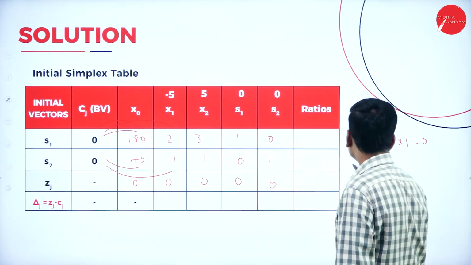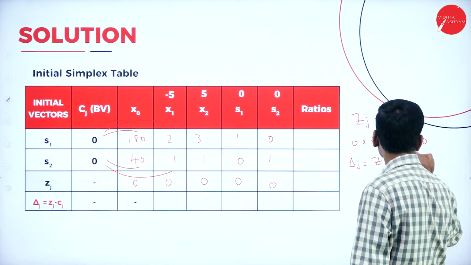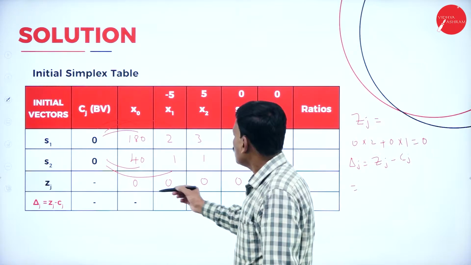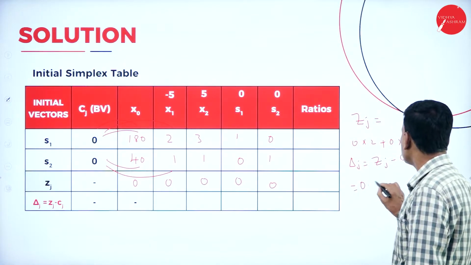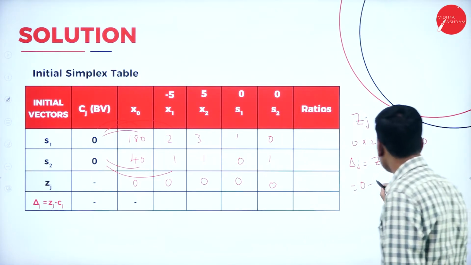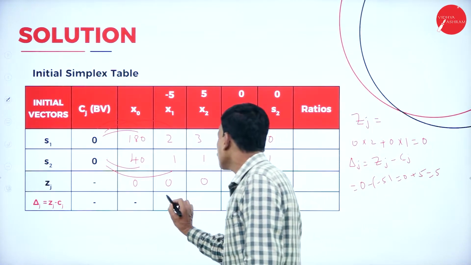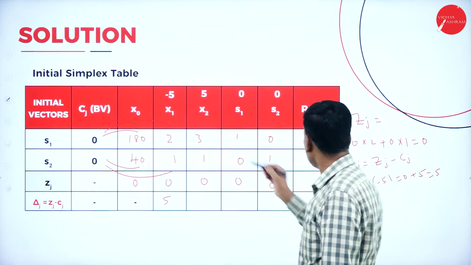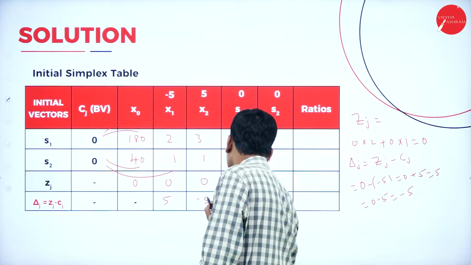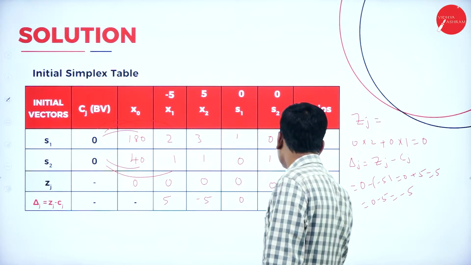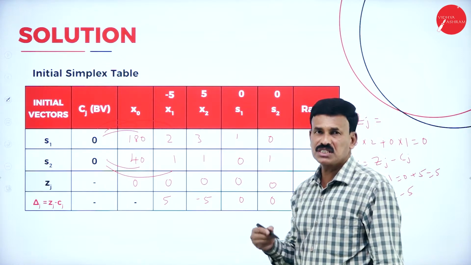Now find out delta j. Delta j is equal to zj minus cj. For x0, 0 minus 0 is 0. For x1, 0 minus of minus 5 is equal to 0 plus 5, which is 5. Again for x2, 0 minus 5 is equal to minus 5. Again 0 minus 0 is 0 and 0 minus 0 is 0. So this is how we construct the first initial simplex table.